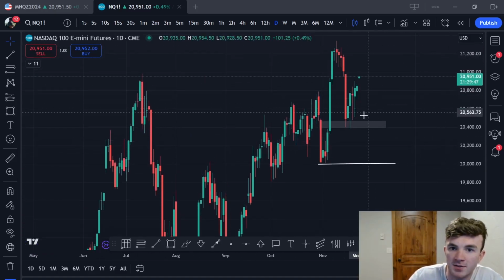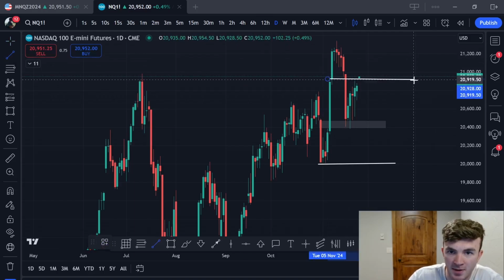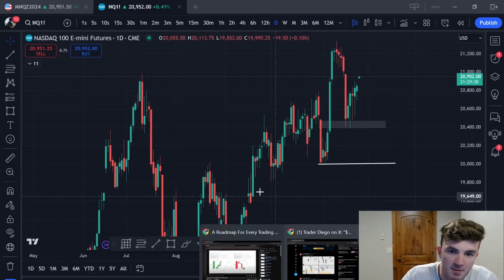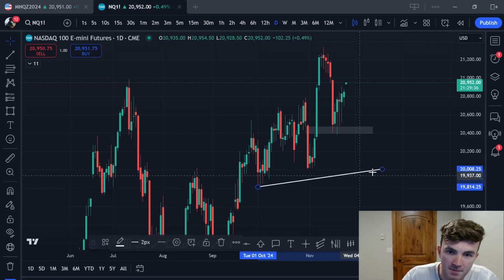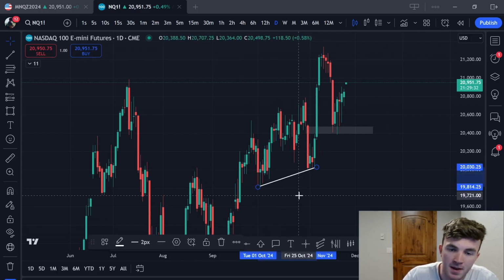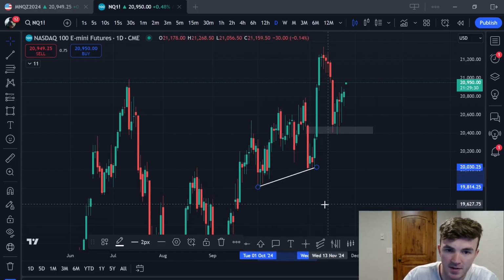but if we start reacting off of key levels like this bearish daily order block and we make a move down and information tells me otherwise, I will keep that in mind. But yeah, I do think we will take this out eventually. I just don't know when. And there's equal lows here on the S&P 500.